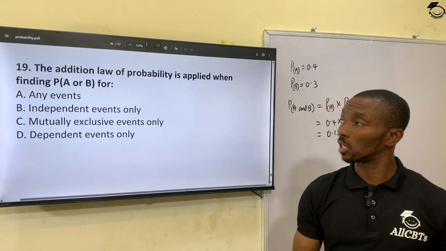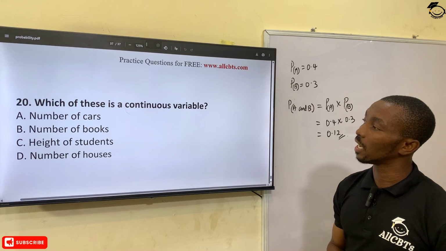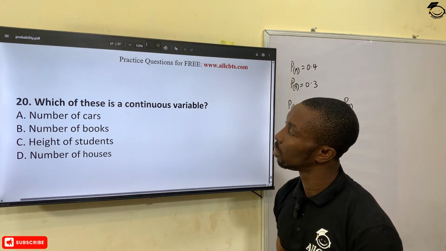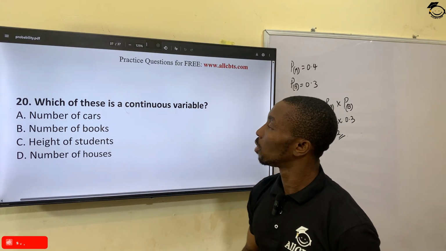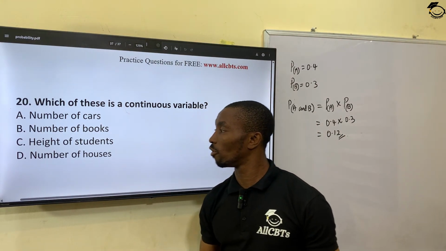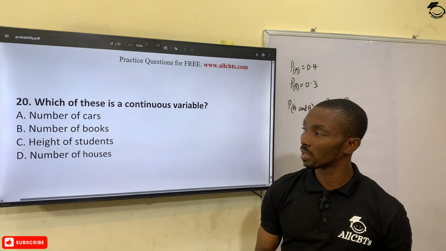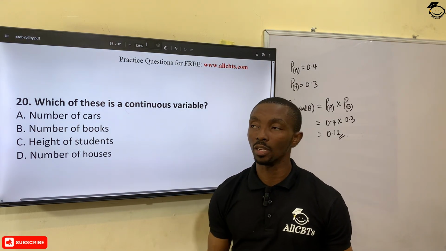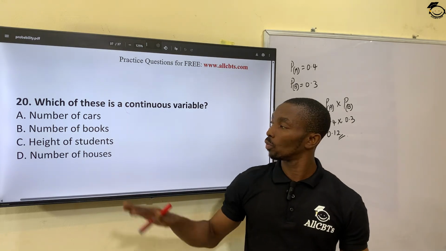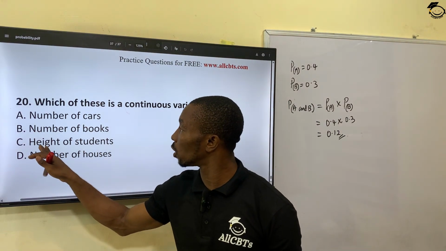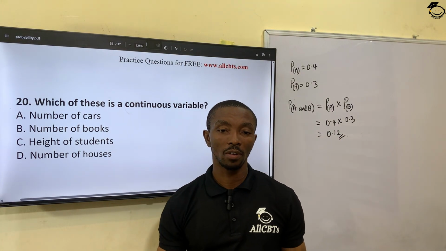Now, question 20 says, which of these is a continuous variable? Which of these is a continuous variable? Now we have number of cars, number of books, number of houses, and height of students. Now the correct option there is height of students. That is the continuous variable. The height of students forms a continuous variable.